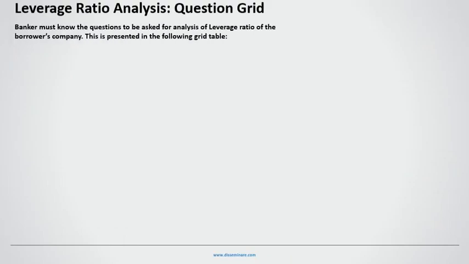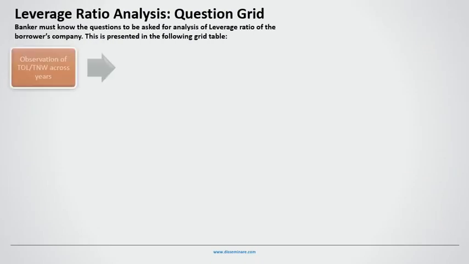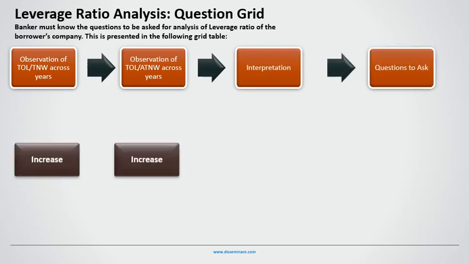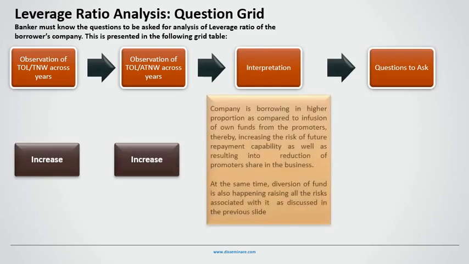Let us look at another case, where the TOL by TNW is increasing across the years and the TOL by ATNW is also increasing for the corresponding years. The interpretation or implication of the same is company is borrowing in higher proportion as compared to infusion of own funds from the promoters, thereby increasing the risk of future repayment capability as well as resulting into reduction of promoters' share in the business. At the same time, diversion of the fund is also happening to raise all the risks associated with it as discussed in the previous slide.